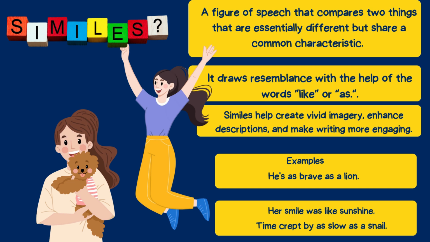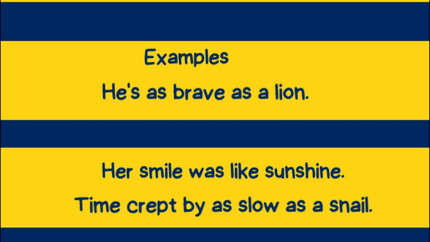An example is, he is as brave as a lion. When you say that, you're looking at the courage that the lion usually possesses. You are now comparing that to a person. So he is as brave as a lion. It is the courage, the act of being brave, that we're comparing in this context. Another example is, her smile was like sunshine. So you're comparing the brightness of the sunshine to somebody else's smile.